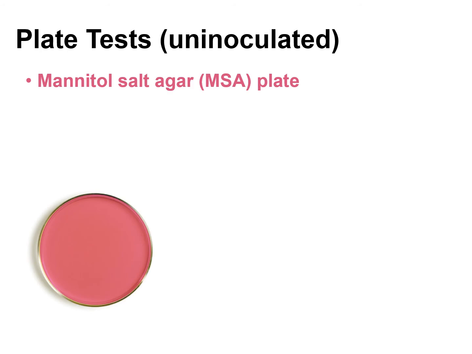Now, some more tests to talk about. These are plate tests, so we usually do them on agar plates. This plate right here starts out looking pink like this. This is an uninoculated plate, and we call it mannitol salt agar. It's called salt because there is a bunch of salt in here, and mannitol is a type of sugar. So this plate has both sugar and salt, and of course some other stuff, but those are the two most important ingredients.